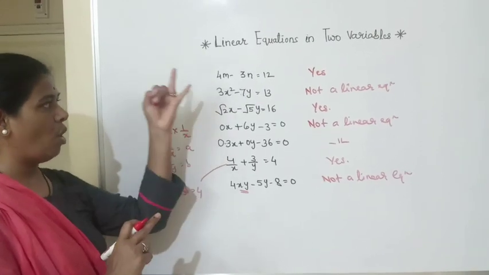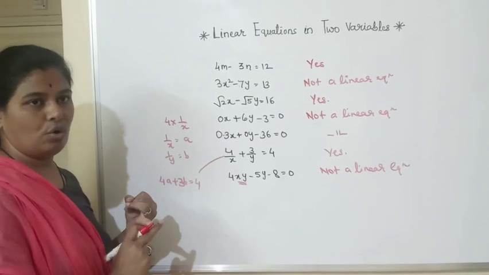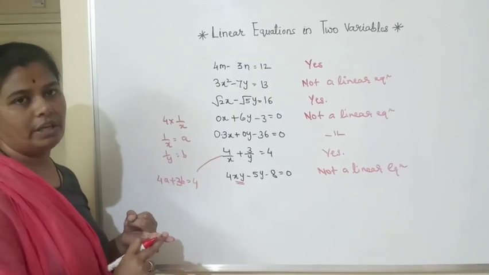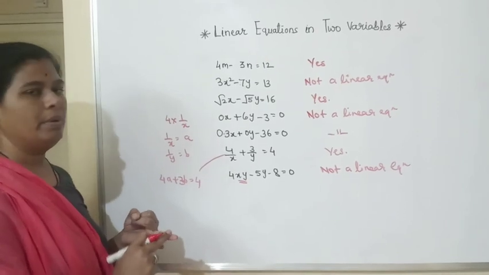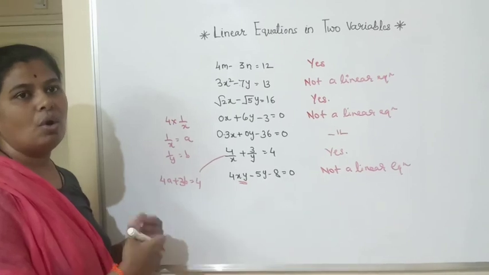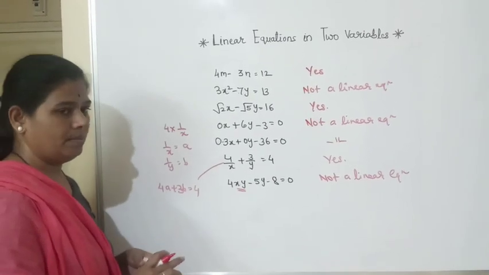For that you have to use only two concepts or two techniques. First thing, observe whether the two variables are there or not. Second thing, observe the degree of the variables. If the degree of the variable is 1, then it is a linear equation. If the degree of the variable is 2 or in the negative form, then it is not a linear equation.